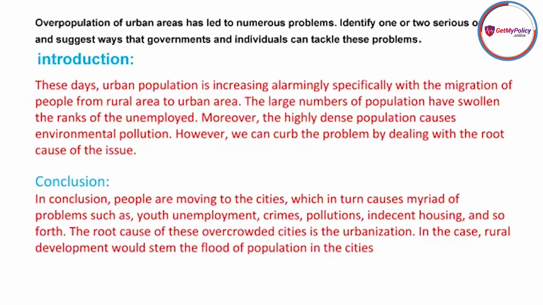Overpopulation of urban areas has led to numerous problems. My first problem is unemployment. The second problem is traffic congestion. Third is environmental pollution. So I have three ideas, but I need to stick to only two ideas. Okay, so I have taken population, unemployment, and environmental pollution. So let's begin.